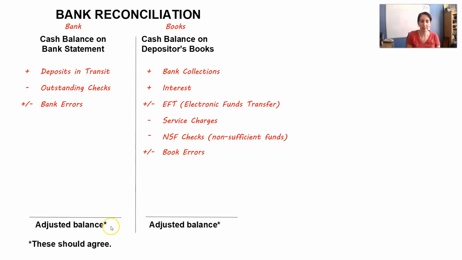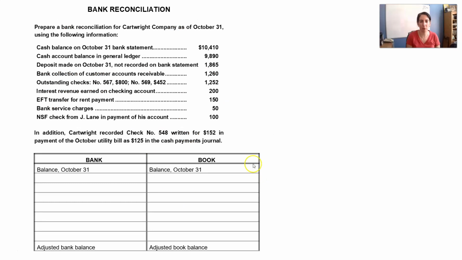After you do all this, these should balance. So let's go through one real quick. Cash balance on, we've got Cartwright, that's the company, right? So it's the books records, and we've got the bank's records. So we're going to put the cash balance from the bank statement, $10,410 here. And I'm going to do this quickly, so pause me if you need to. And on the general ledger side, which is my books, $98.90. They don't balance, so I have to figure out why.